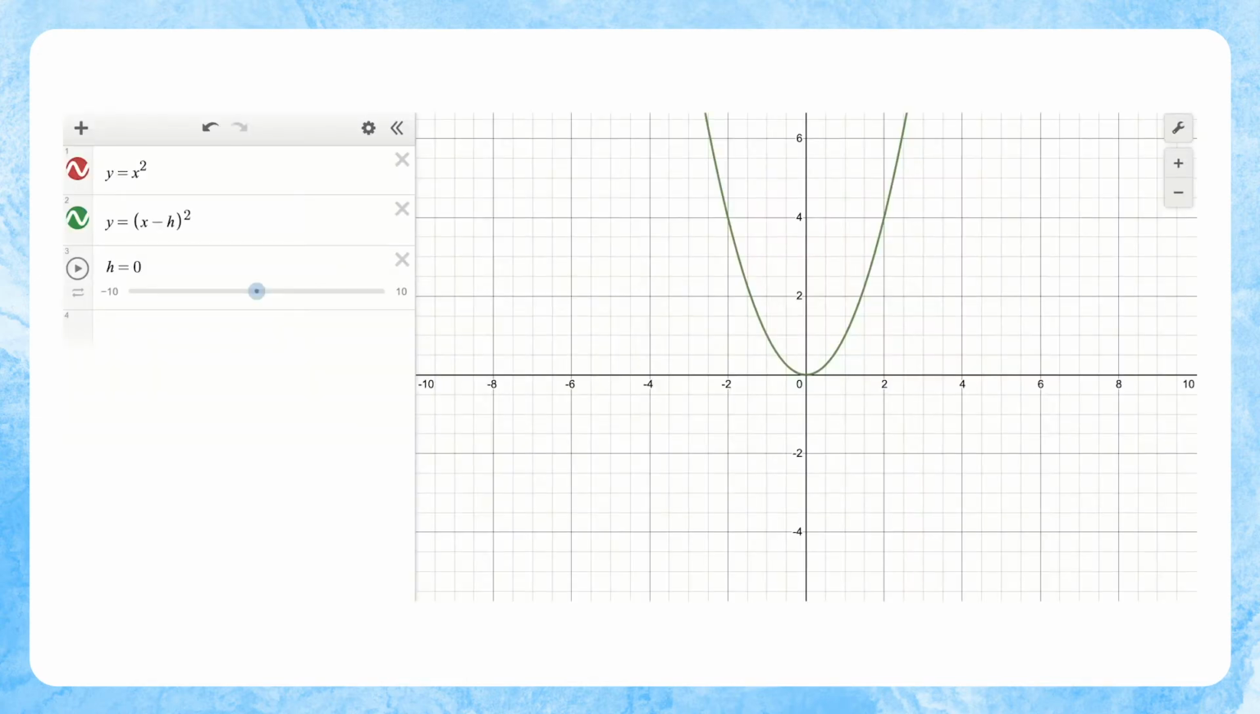Now let's look at the effects of h. So what does the parameter h do? So again, I'm on Desmos. I have my parent function y equals x squared. And to see the effects of the parameter h, I set up a second function, y equals parentheses x minus h, close the parentheses and square it. So using the slider tool, let's take a look at the effects of h.